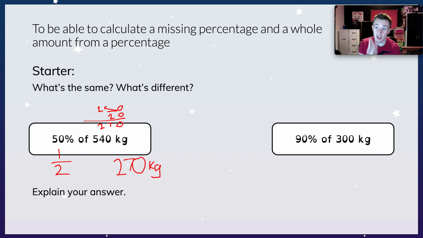So I don't know 90% as a fraction, but we're going to start, like I said yesterday, with finding 10%. That's the golden rule. So to find 10%, we know 10% is equal to a tenth. And to do that, we divide by 10. So 10% is equal to 30, like so.